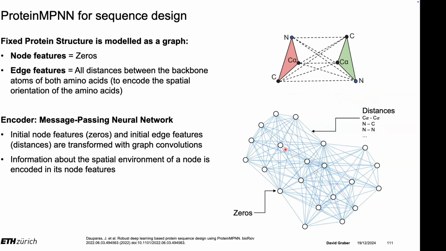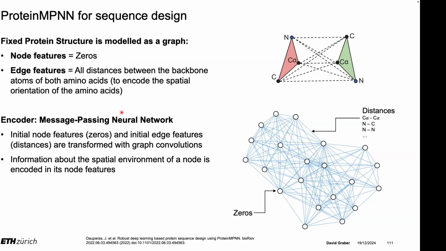And then you also need to add some data, or you can add some data to your node features and your edge features. How they do this in ProteinMPNN is the node features are just initialized as zeros. And the edge features are initialized as all distances between the backbone atoms of two amino acids to encode the spatial orientation of this amino acid.